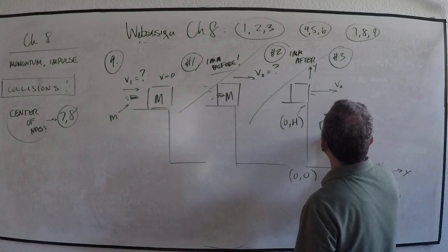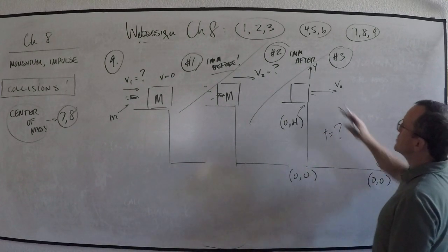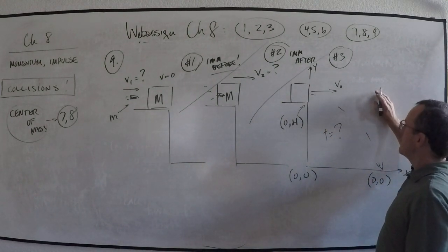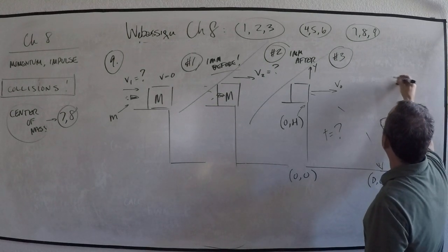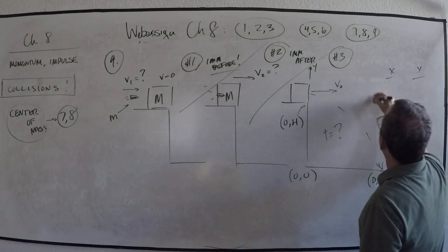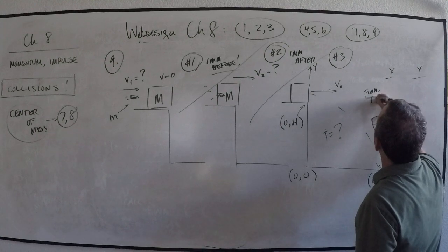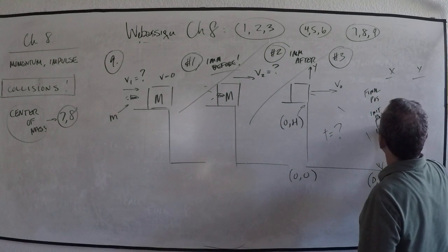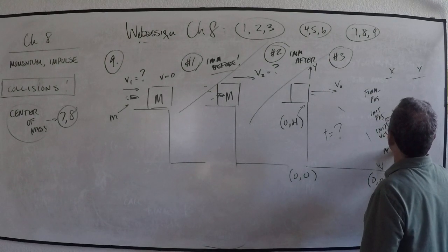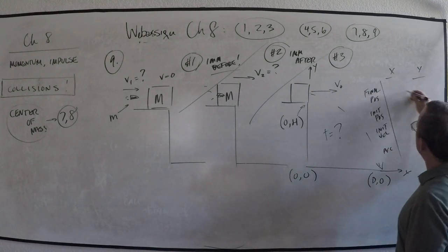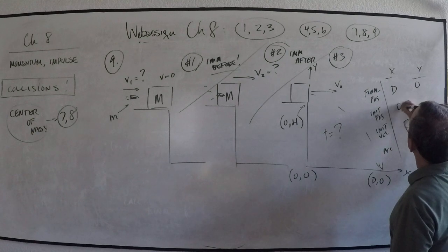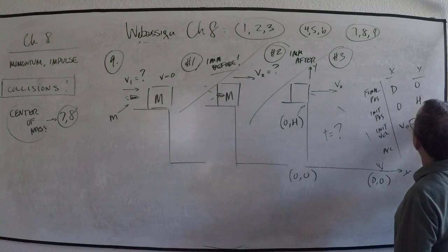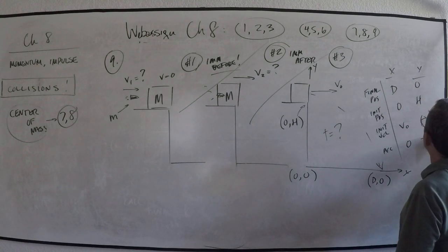I need to label time, right? There's no angle because he's going horizontally. So what do we do? Make my table. X, Y, right? Final position. Initial position. Initial velocity. Acceleration. What do you have for final position? D, 0, 0, H, V0, 0, and then 0, minus g.